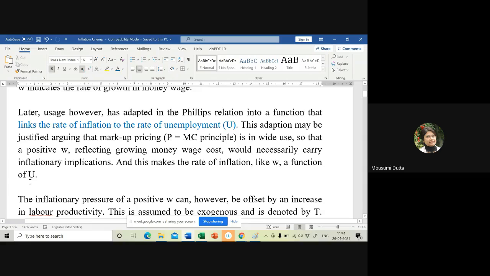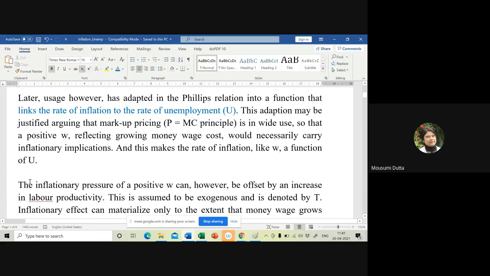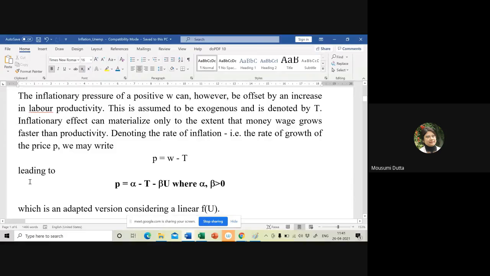Okay, so up to this, I hope you understood the point. Next, we will modify the relation. We will not say that the rate of growth of price, small p, is the rate of growth of price. It is indicating the inflation rate. We are not telling that inflation rate is exactly equal to rate of growth of money wage.